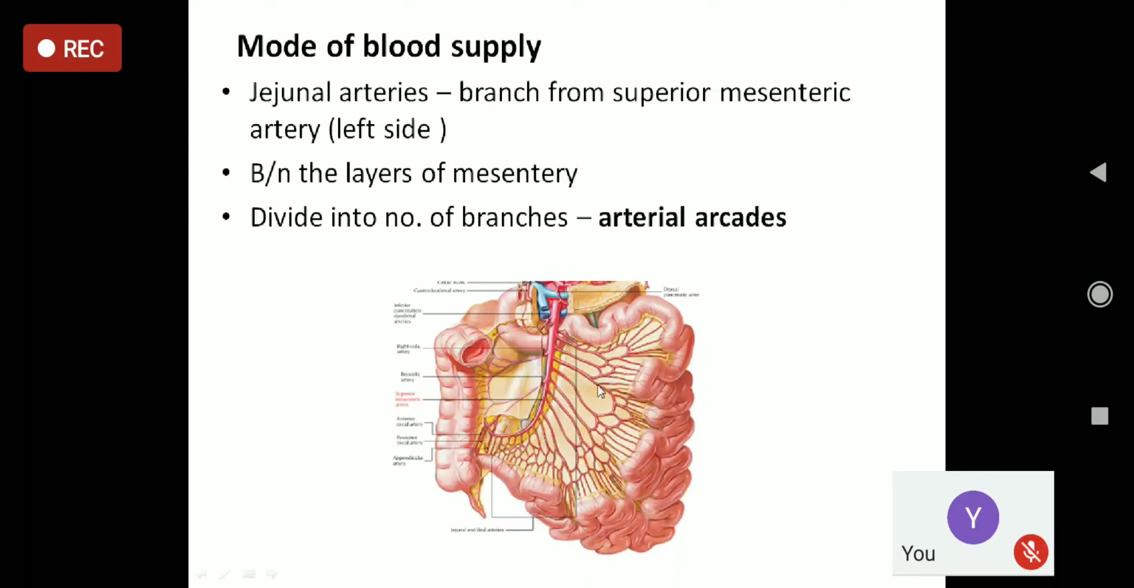Now these arches are known as the arterial arcades. This is important, so I repeat it again. The jejunal arteries arise from the left side of the superior mesenteric artery, and they run between the layers of the mesentery. And here the artery divides into a number of branches, and they form an arch. These arches are known as the arterial arches. You can see the single row of arterial arches here.